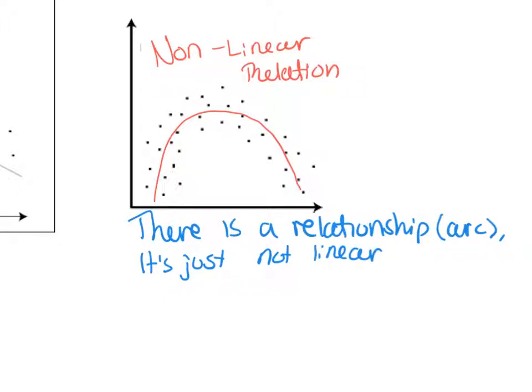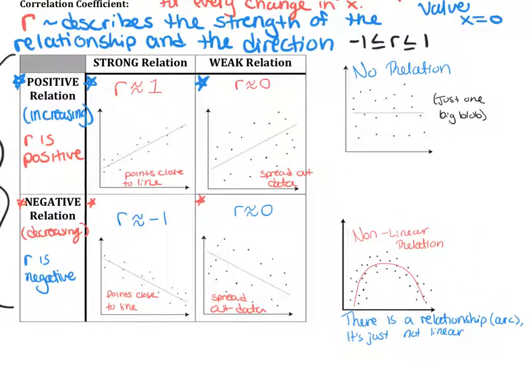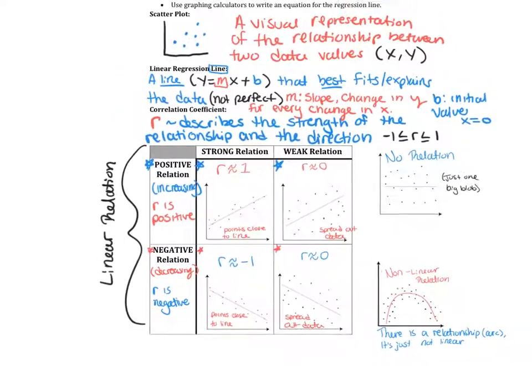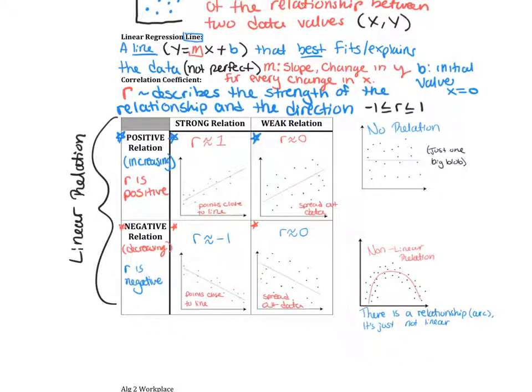So the arc is just an example. Again, there could be other shapes that your data points make, but if it's not a line, then it would be a non-linear relation. Okay. Any questions so far?